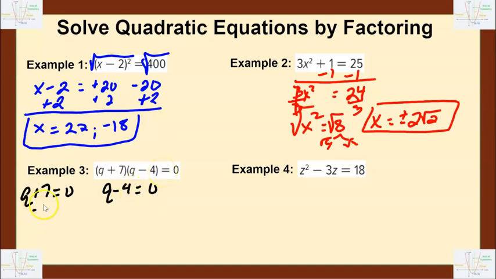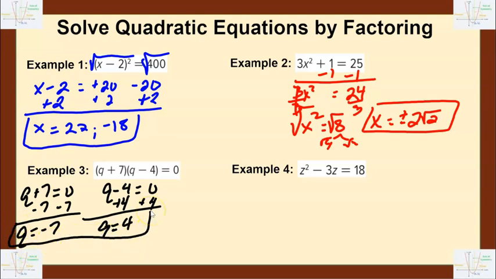To solve for q here, I'm going to subtract 7. So if q is a negative 7, I'm going to make the whole equation equal to 0. And on the other side, I'm going to add 4 to both sides. And I have q equaling a positive 4. So whether q is a negative 7 or a positive 4, it will make the whole equation equal to 0.